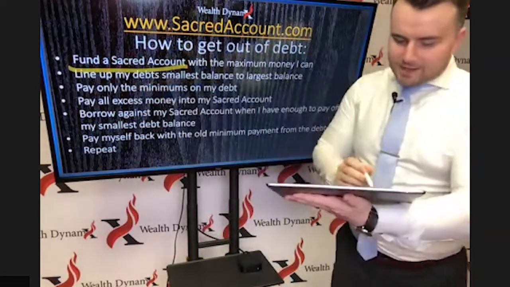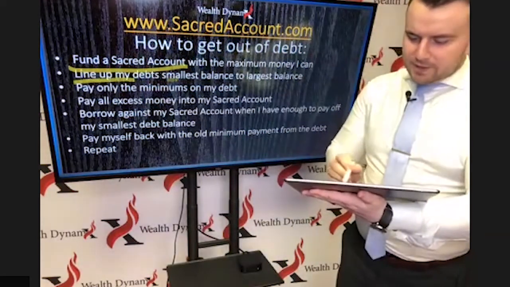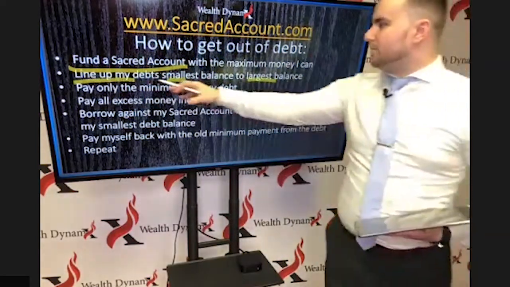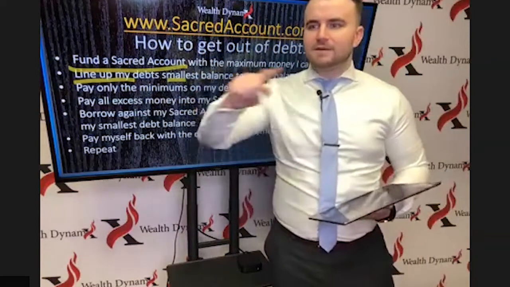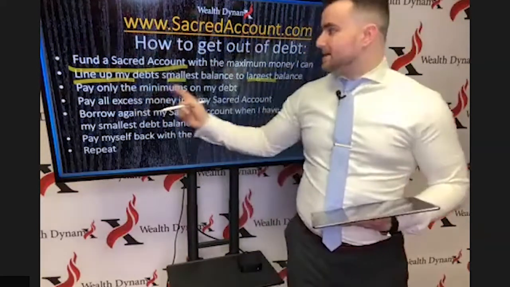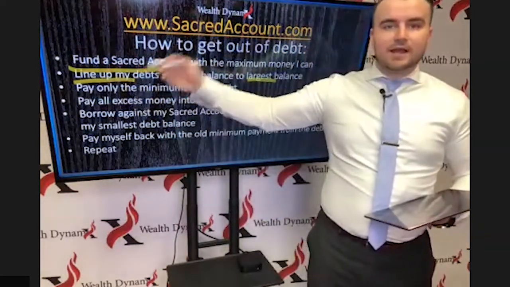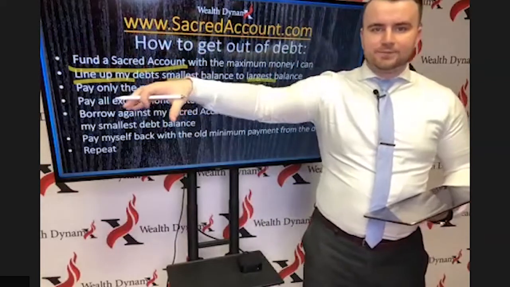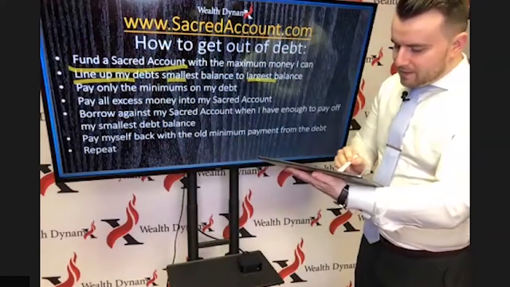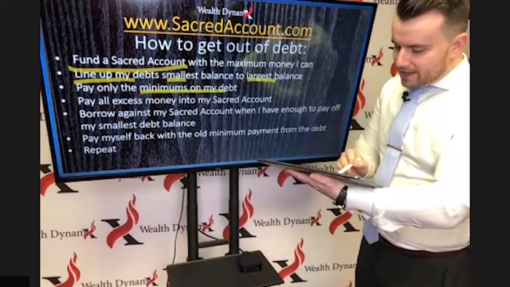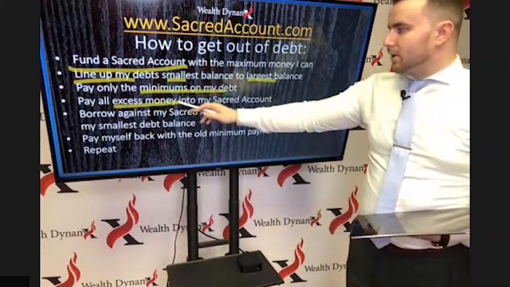Okay, so I'm going to line my debts up, smallest balance to largest balance. The reason why we go for this method is we're freeing up cash flow. Those smaller debts, when I pay them off, the payment frees up, and then I can take that payment and put it back into my sacred account and then go after the next one. So I'm going smallest balance to largest balance. I'm only paying minimums on my debt. I'm putting all of my excess money into my sacred account, all of it.